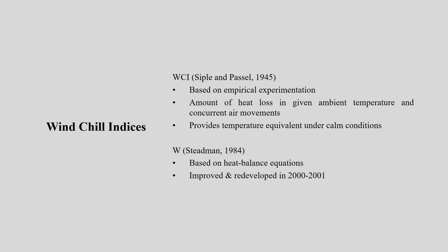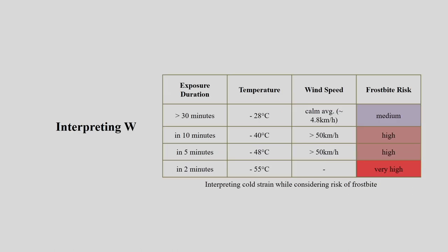Slowly it was revised in 1984, and we call it the wind chill index. It is based on the heat balance equation, and it was improved and redeveloped in 2000 and 2001. So, you can understand that the wind chill index, whatever we call it, is being changed and revised according to knowledge upgradation. So, let us understand how it works.